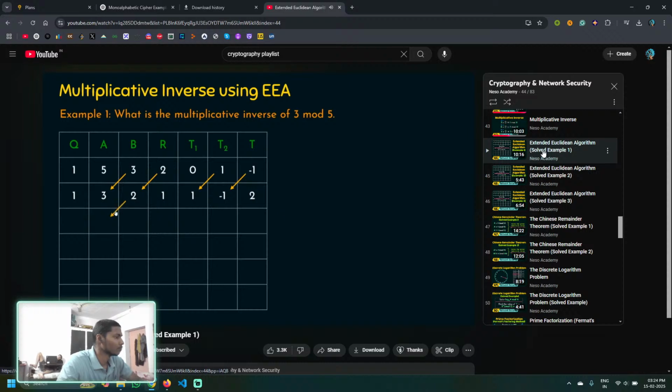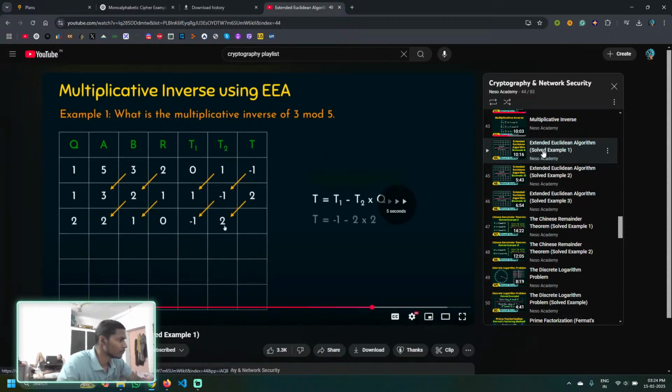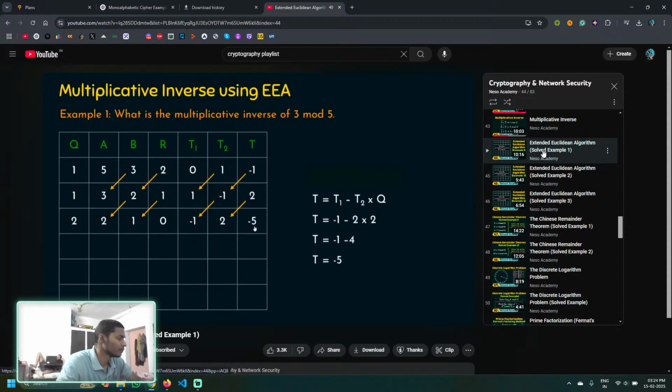Let's start the shifting. So a takes this value and b takes this value, right? Similarly, t1 and t2 take their respective places. t1 is 2, so just apply the values -1, 2, and 2. Why this 2? Because it's the quotient value right now. So we are just substituting the values and evaluating this. We get t is equal to -5. And just placing this value in the appropriate place, the third row is also complete.